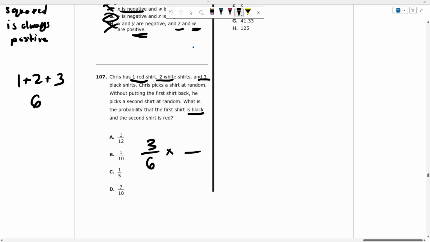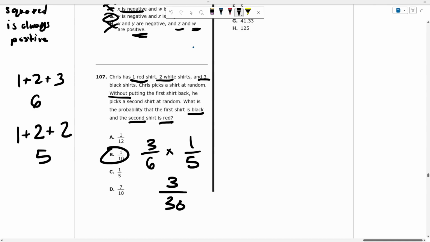Next, he doesn't put the shirt back. So because he took one of the black shirts, there's actually 1 red shirt, 2 white shirts, and 2 black shirts left, or a total of 5 shirts left. So what's the probability that the second shirt is red? Well, there's 1 red shirt, so it's going to be 3 over 30, or 1/10, if you divide both sides by 3.